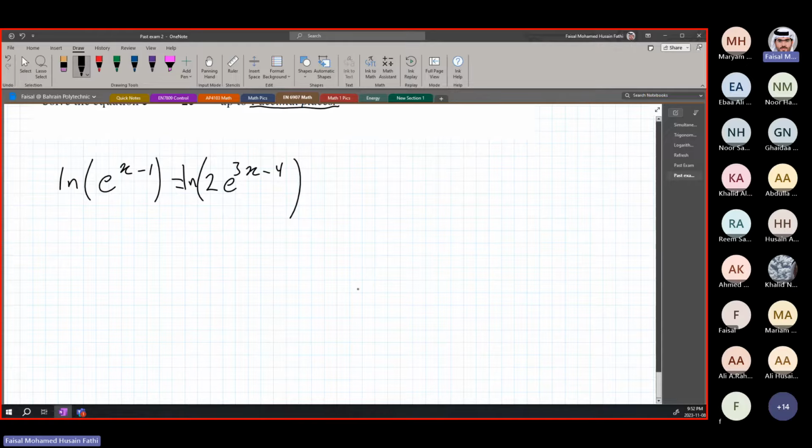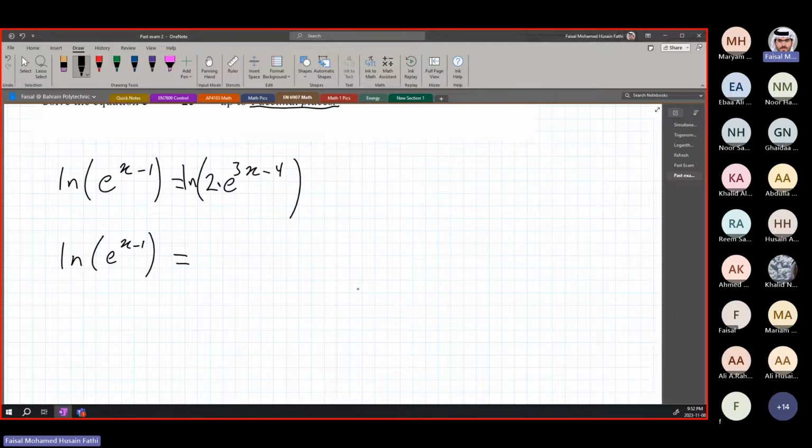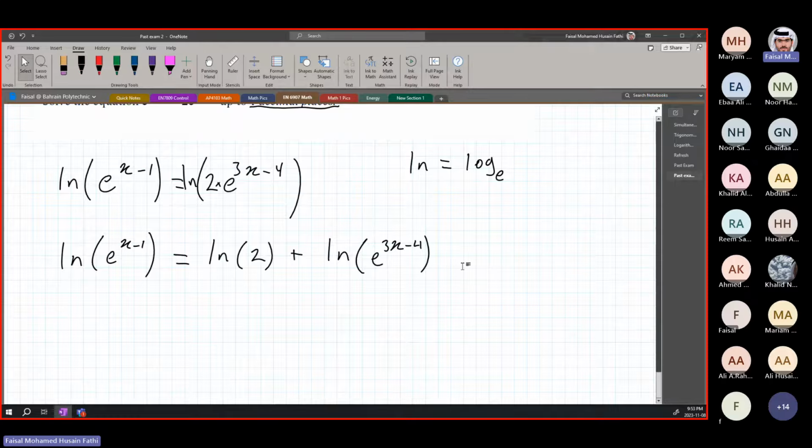Now, on the left side, it stays the same. Let's keep it like this for now. I'll come back to it. On the right side, you have 2 times e, right? So separate them. So do ln of 2. How do we separate in ln? Remember, ln is just log base e, so all the log rules apply to it. If it's multiplication inside, it becomes addition outside: ln of e^(3x minus 4). Now your question is why did we separate it? The next step will show you.